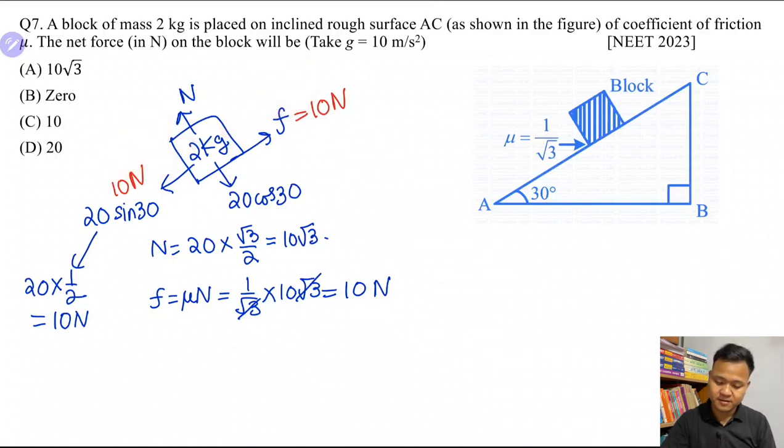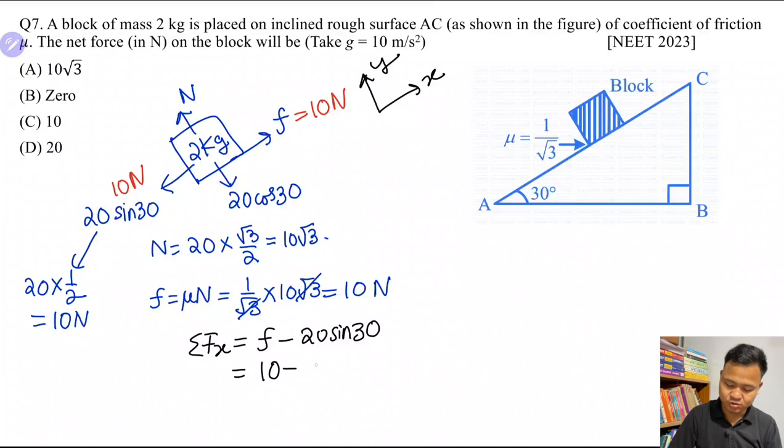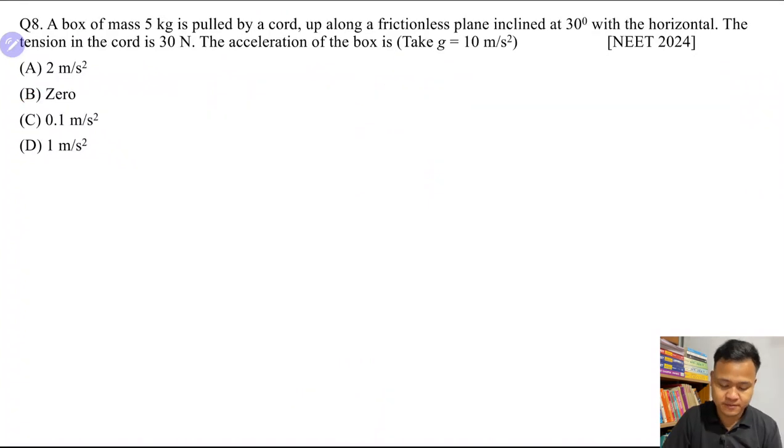Okay. Right, otherwise you can do that one, force equation. So along the x, what is the forces? So I have plus x along this side, okay. So I will have here force is friction force minus 20 sine 30. So I'm finding out the net force, okay. So friction force is 10, 20 sine 30 is 10, so this is equals to 0. Okay, option B.